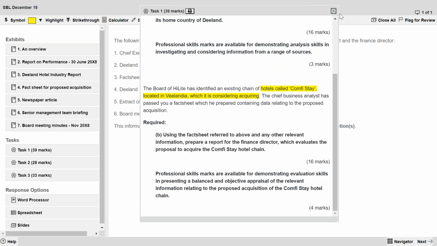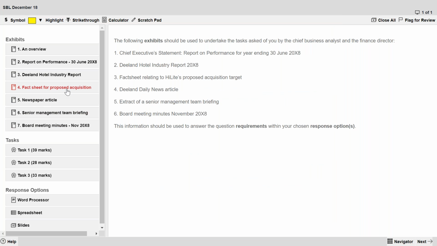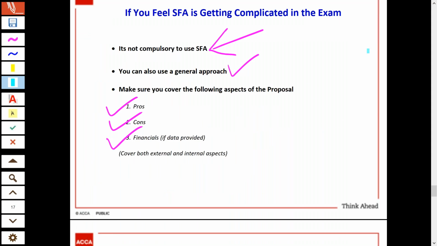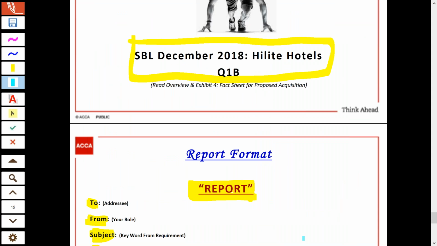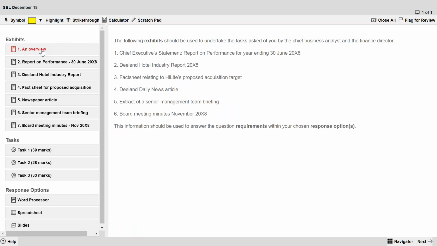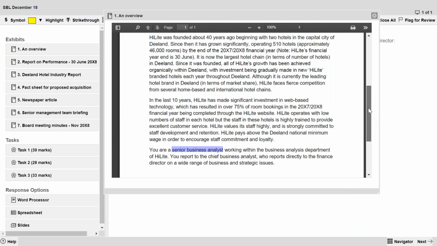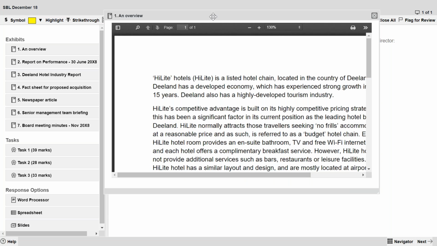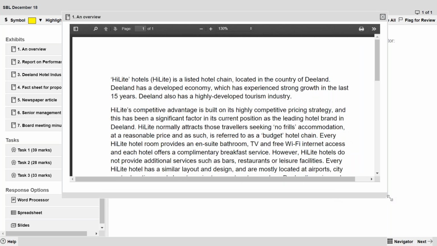My format is ready. I will close the requirement. So for this, I think we need to review. I don't want to read the entire story, but I've mentioned here we need to review. We need to read the overview and exhibit 4 for this particular question. Okay. So let's read overview. So open an overview. So this will open up. I will just increase the font size, visibility, so that you guys can see. And I can increase the window.